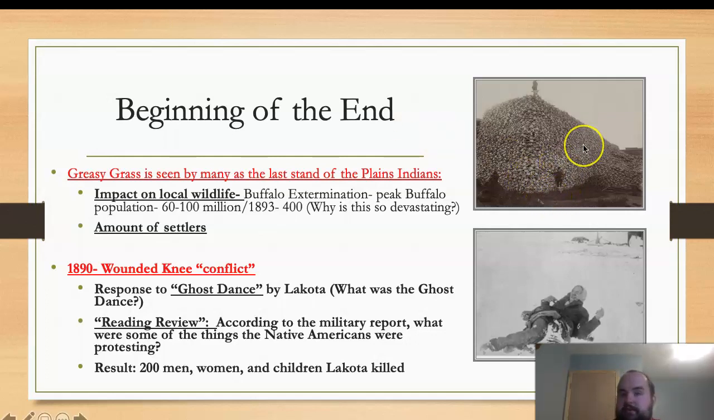This infamous picture you might have all seen depicts a huge pile of buffalo skulls with Americans posing around the skull pile. Now, what does that suggest about all of these buffalo skulls, the way this picture is set up? Again, imaginary pause.